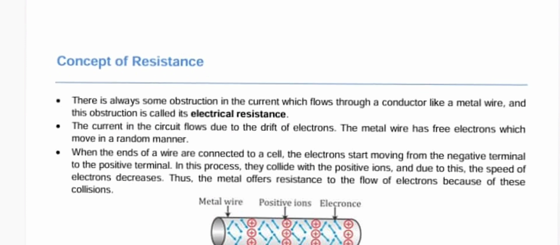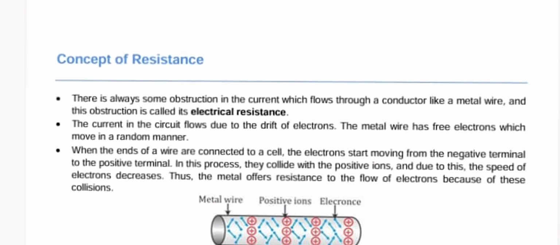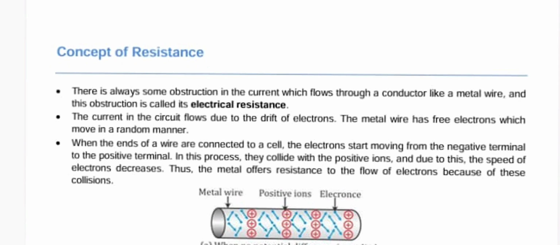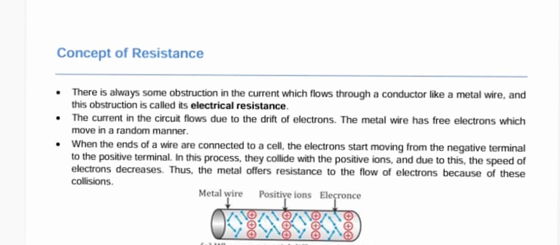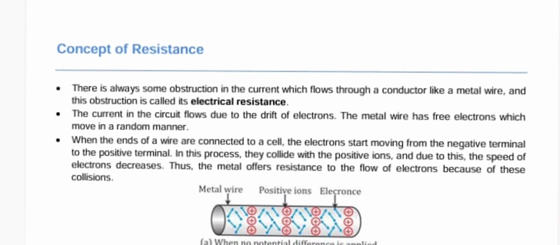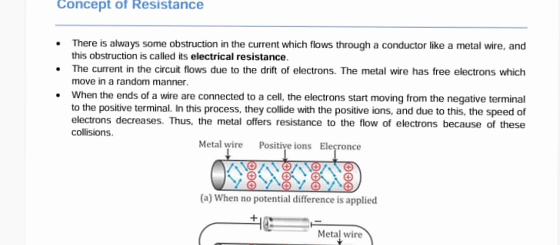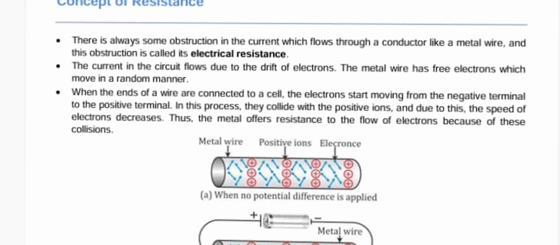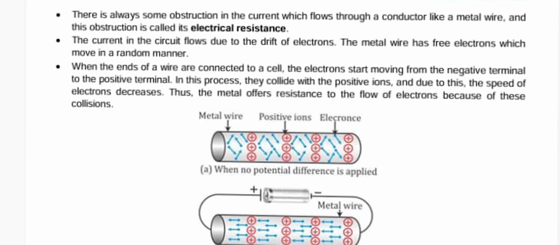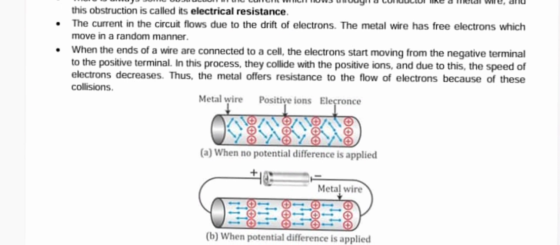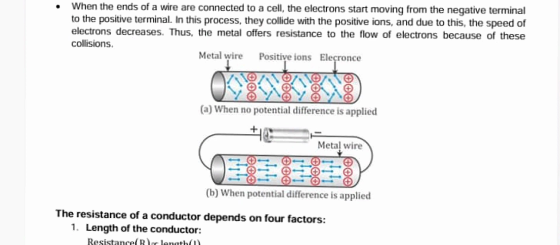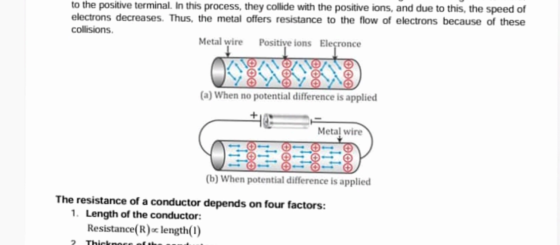So the current in the circuit flows due to the drift of electrons. The metal wire has free electrons which move in a random manner. When the ends of the wire are connected to a cell, the electrons start moving from the negative terminal to the positive terminal. In this process, when they collide with the positive ions, the speed of the electrons decreases, thus the metal offers resistance to the flow of electrons because of the collisions. So you can see the diagram: the metal wire, the positive ions, and the electrons.